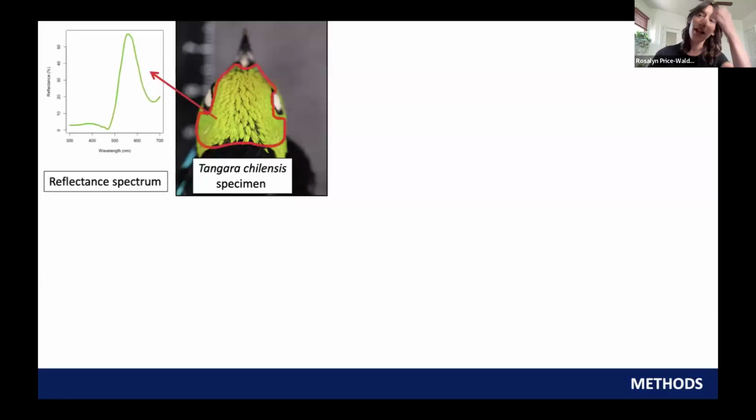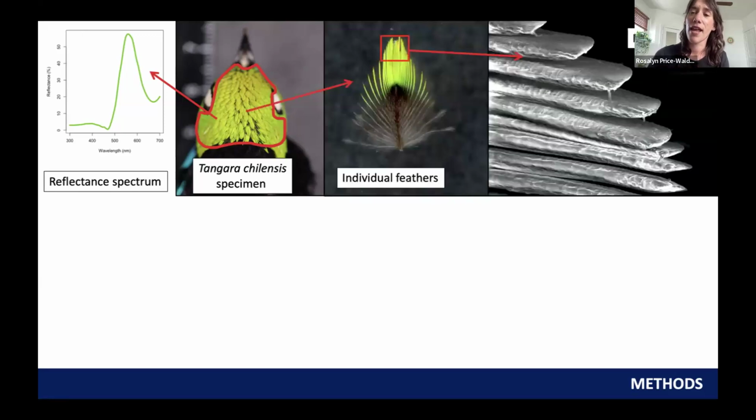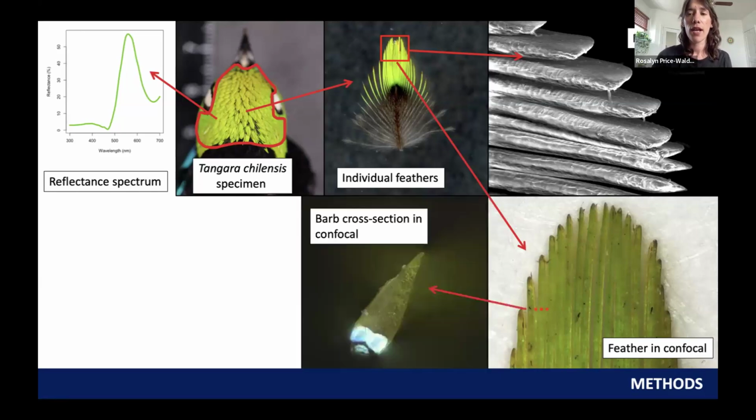So I first measured color of the patch using UV-Vis reflectance spectrophotometry. Then I took a single feather from each patch, and I imaged the dorsal and ventral features using environmental scanning electron microscopy. I also imaged the feathers using bright field confocal microscopy, which was a way of getting high resolution images of the 2D features of the feathers in color. One other really important piece was understanding the shape of the barb and how pigments and nanostructures are actually arranged within it. So I cross-sectioned the barbs and then I imaged them in the confocal.